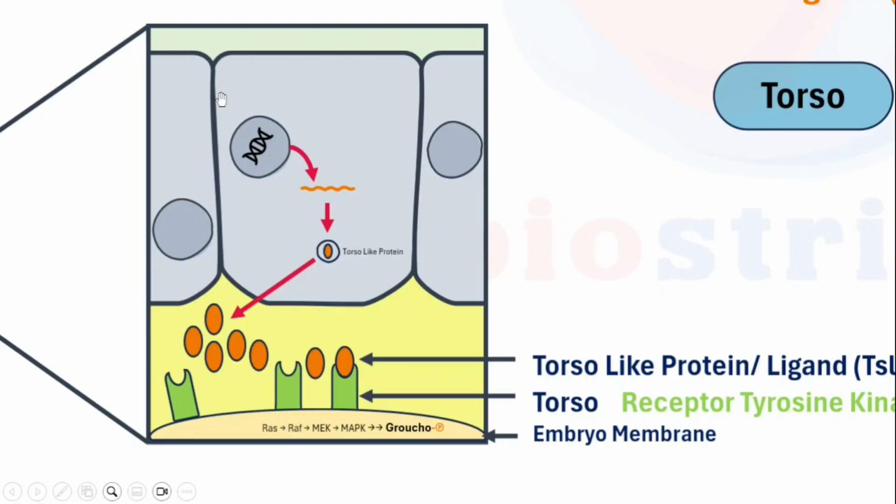And these terminal follicle cells will start expressing a certain kind of mRNA, which will translate into torso-like protein, or torso-like ligand. This torso-like protein will be secreted by these follicle cells and will act as a ligand for the torso receptor. When torso-like protein and torso receptor interact, it will initiate the RAS-RAF kinase pathway, and the final effector, which is MAP kinase, will phosphorylate Groucho.